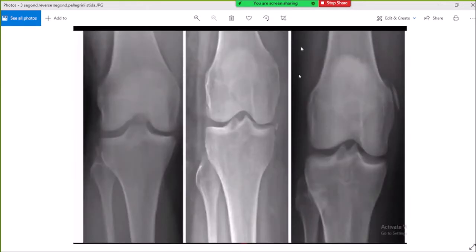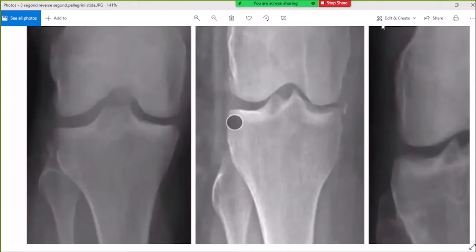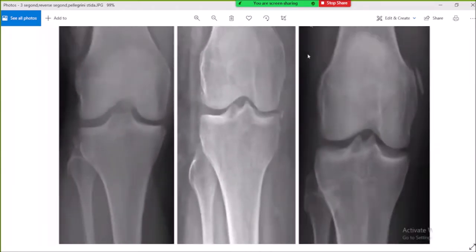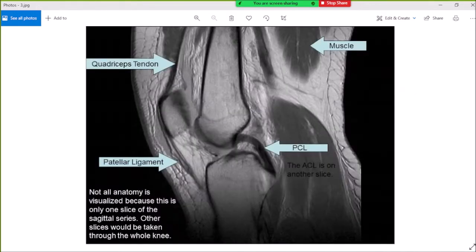Now this Segond fracture. This is a reverse Segond fracture. This Segond fracture has an avulsion at the lateral aspect of the tibia. Again, this is a PCL tear, and the ACL is on another side. This is the posterior cruciate ligament.